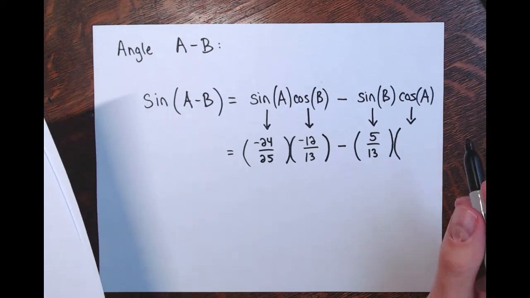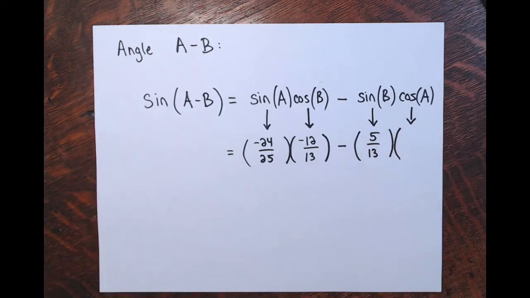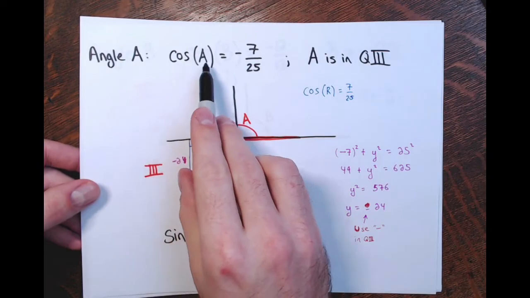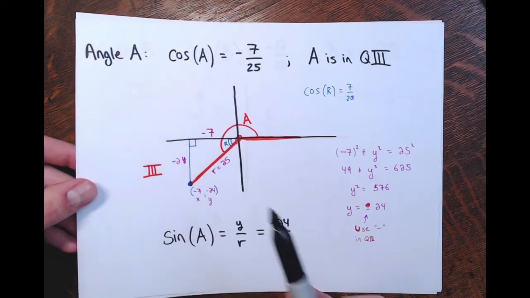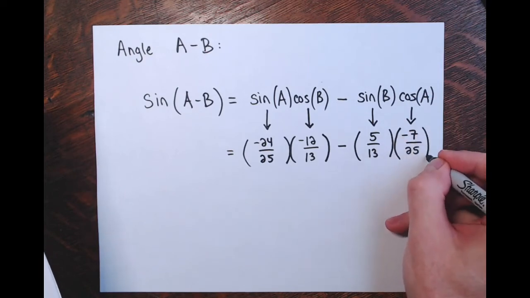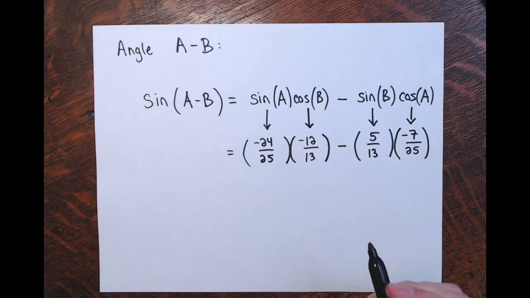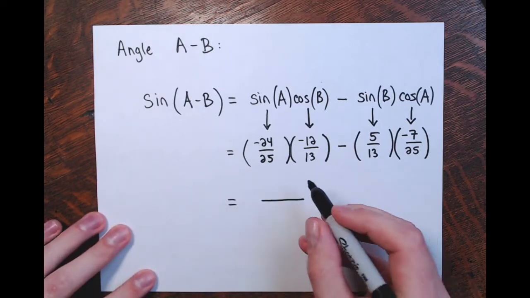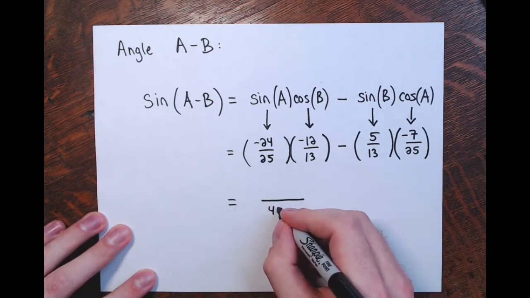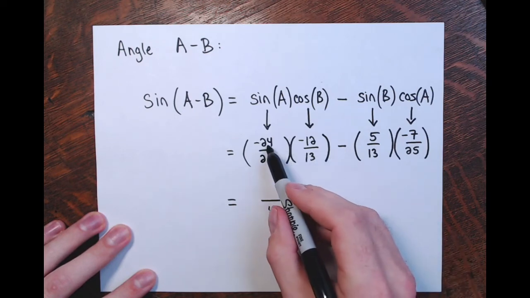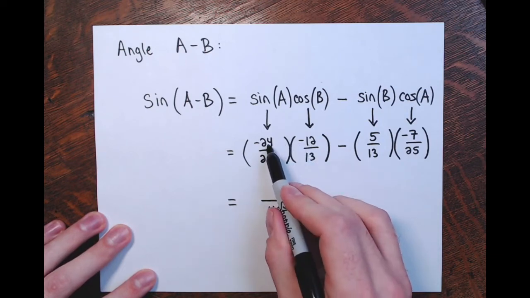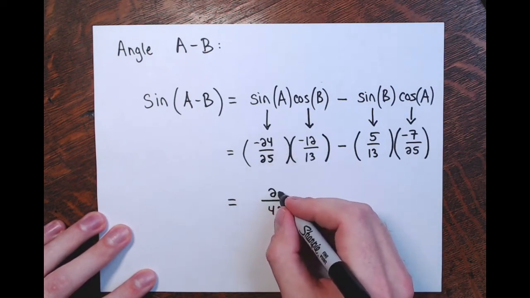Now the cosine of angle A, that's about angle A. So I go back to that picture I drew about angle A. And they gave that to us, right? They told us the cosine of angle A is negative 7/25. All right, and then we can simplify this. Now 25 times 13, that'd be 425. And then 24, now this is negative times negative, so that's going to be positive. 24 times 12 is 288.